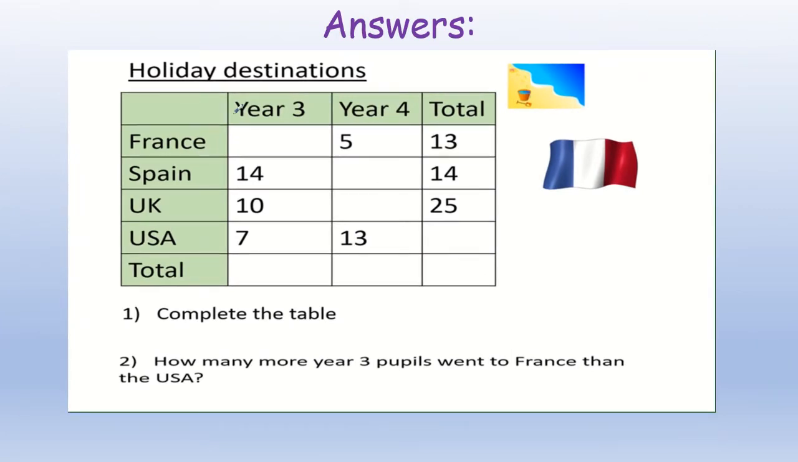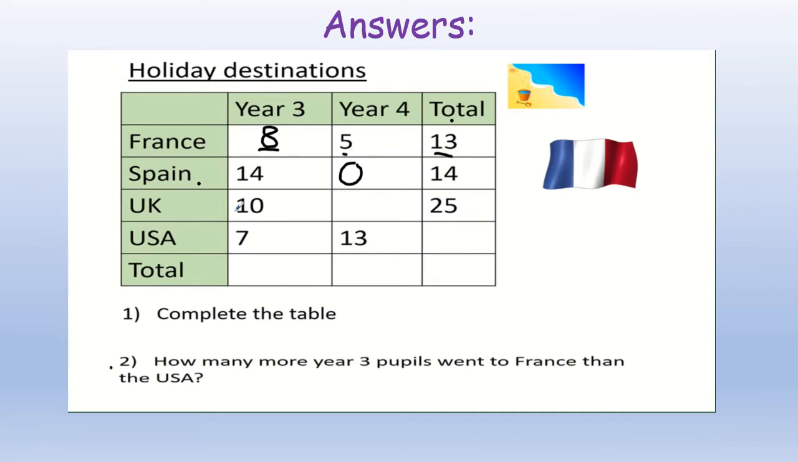For this, before we can answer question 2, we need to make sure all the missing numbers are filled in. So, if in total 13 people went to France in Year 3 and Year 4, how can we work out the amount in Year 3? 5 of those 13 were in Year 4. So what's the difference between 5 and 13? Excellent, 8. 14 Year 3s went, and the total was 14, to Spain. So that must mean that no Year 4s went to Spain.